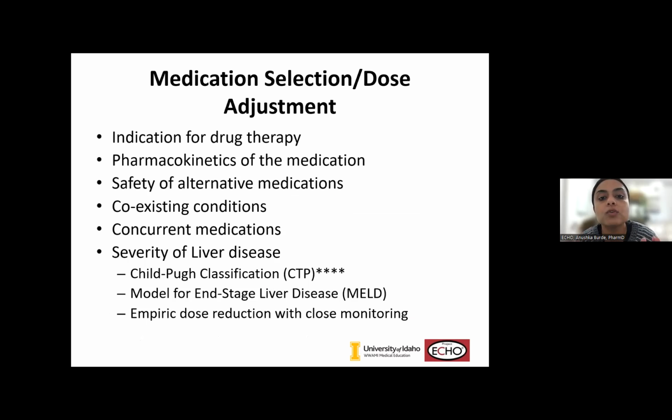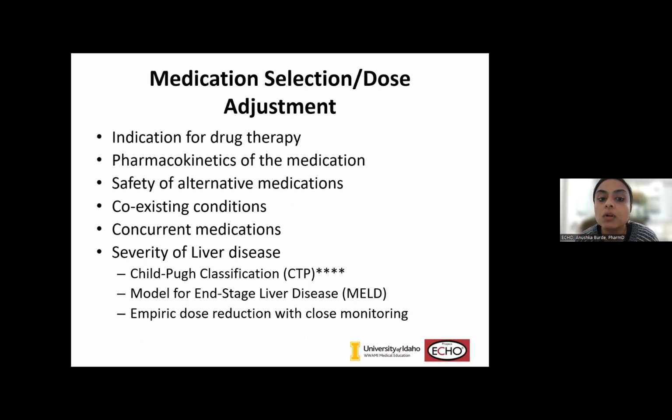Now, when you decide to choose a medication in somebody who has chronic liver disease, you want to think about different factors. You want to think about the indication for drug therapy. What is the underlying diagnosis that the patient has? And is this medication required for long-term treatment in this patient? You also want to think about the pharmacokinetics of the medication, such as the metabolism or the elimination of the medication.